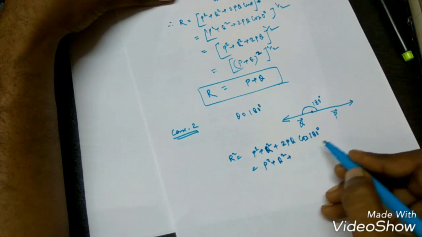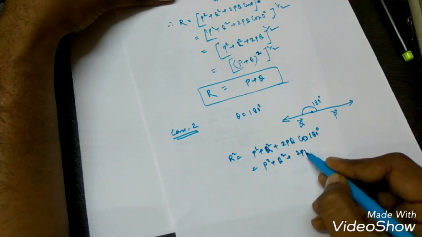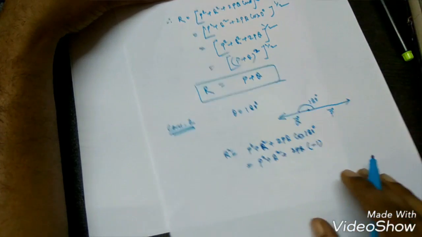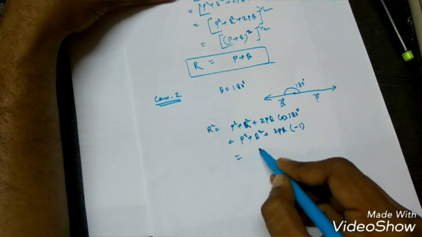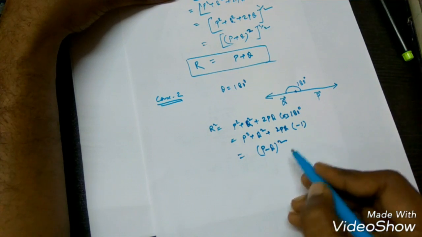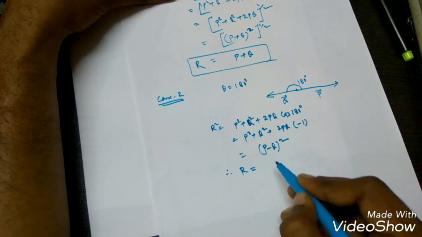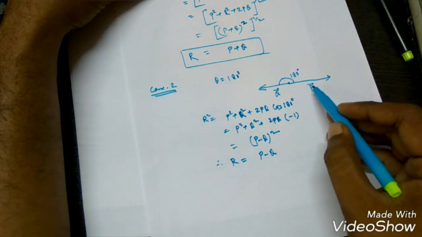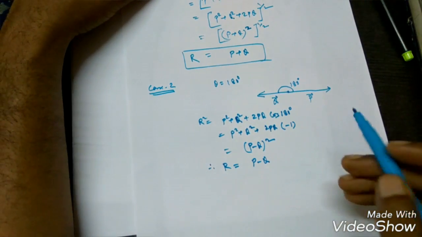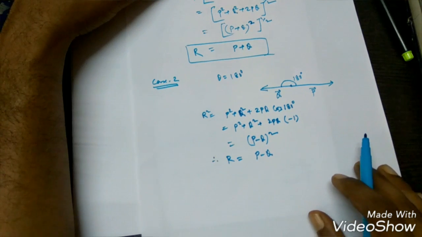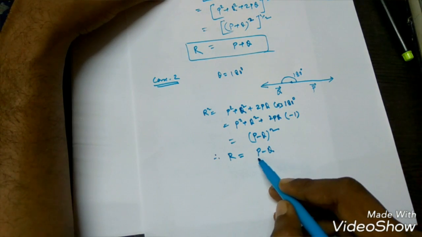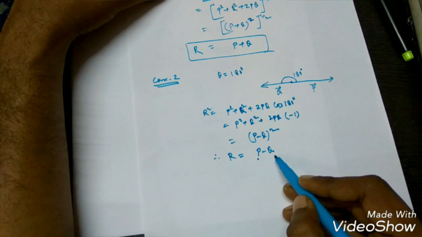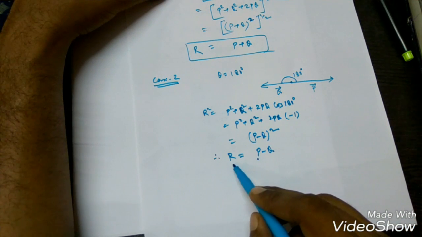What is the value of cos 180 degree? This is equal to minus 1. So the whole expression reduces to (P minus Q) square. So R will be equal to P minus Q. So if the two vectors are acting in opposite direction, we just subtract the bigger vector from the smaller vector to find out the value of resultant.